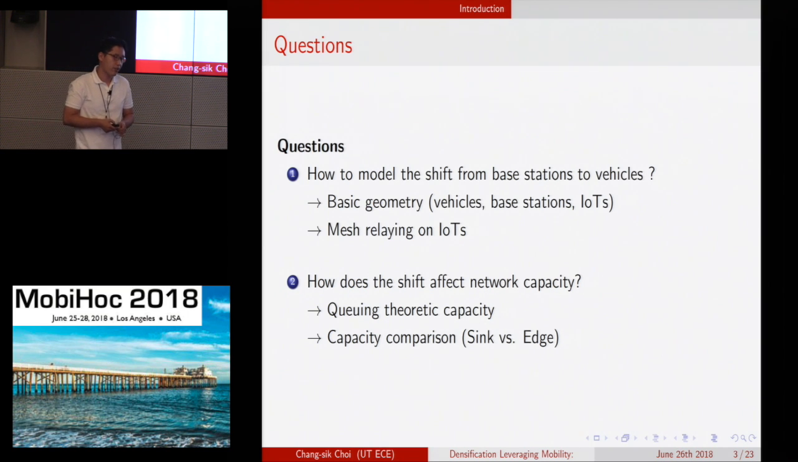And the second question is, how does the shift affect the network capacity? We use the queueing-theoretic capacity, which is associated with the wireless link rate, to define the capacity. And then we compare the capacity of the sink-based approach versus the edge-based approach, which is our approach.